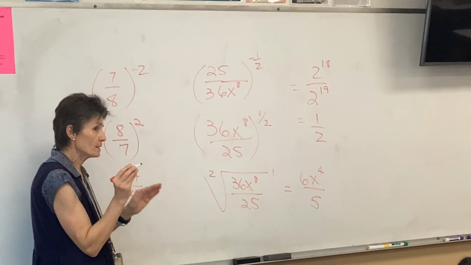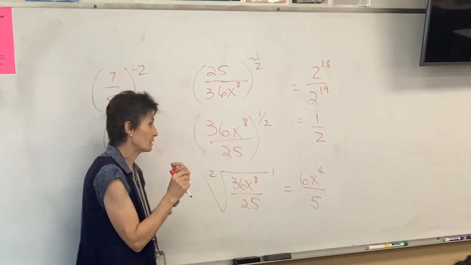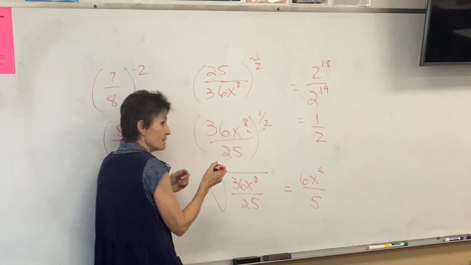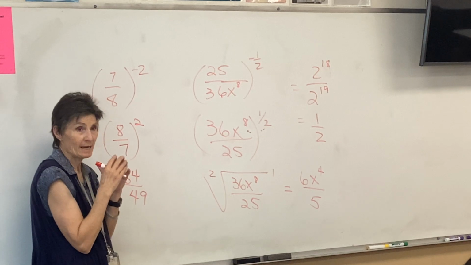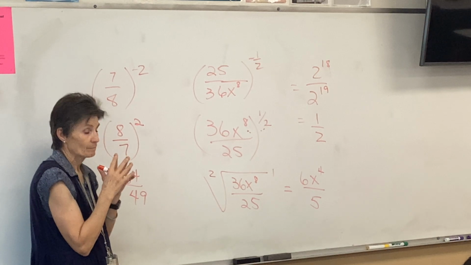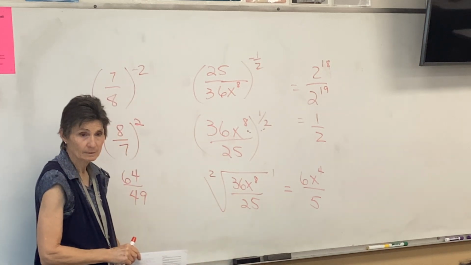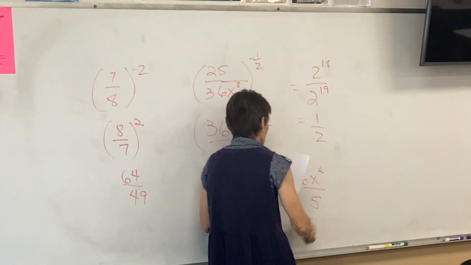If you are all confused, sometimes it gets confusing when I write it as a radical. Remember, what's happening with these 2 exponents? They are being multiplied. So that's where the 4 came from. 8 times a half. Okay. Number 4.